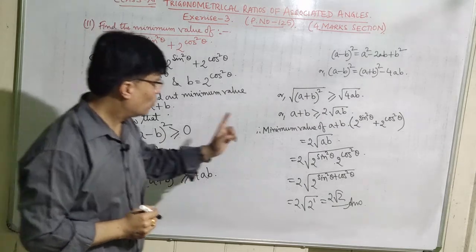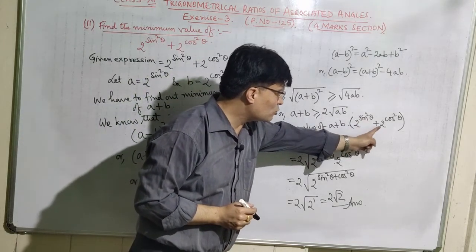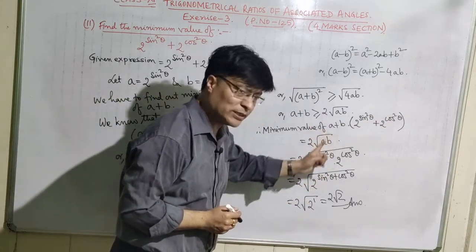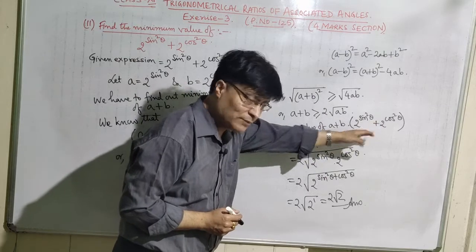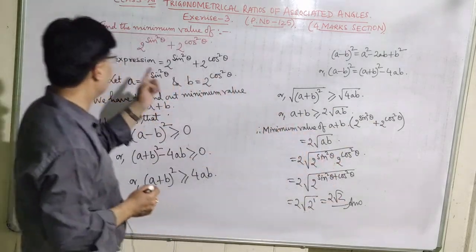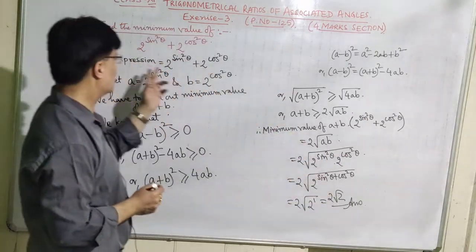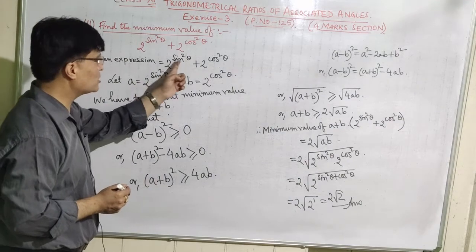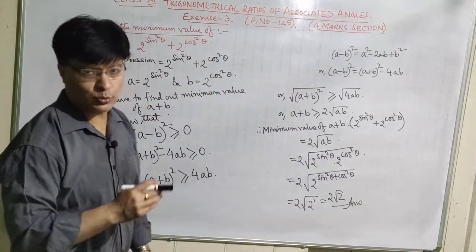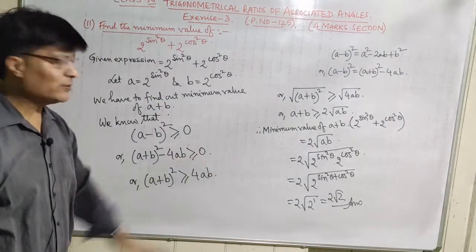What is the minimum value of 2 to the power sin square theta plus 2 to the power cos square theta? By putting A is equal to 2 to the power sin square theta and B is equal to 2 to the power cos square theta, we got this value, that is 2 root over 2. So the minimum value of this given expression is 2 root over 2. So that is your final answer.